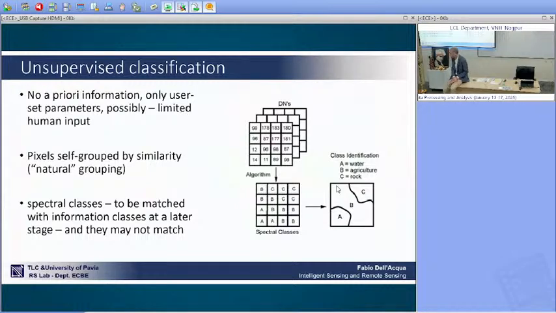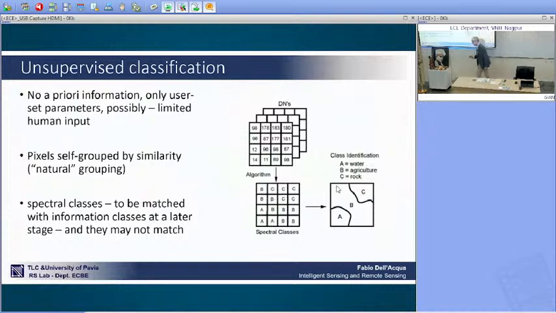What do I get when I use unsupervised classification? I get anonymous classes. What are these anonymous classes? They are groups of samples, groups of classification units, which are similar to each other. These are typically spectral classes, as written here. Okay.